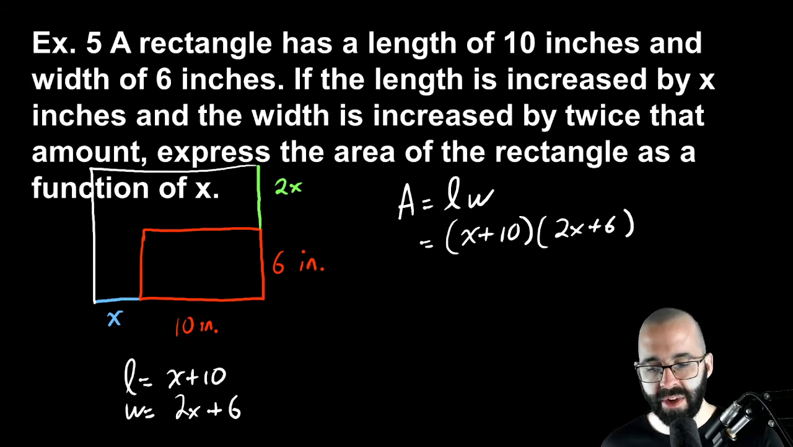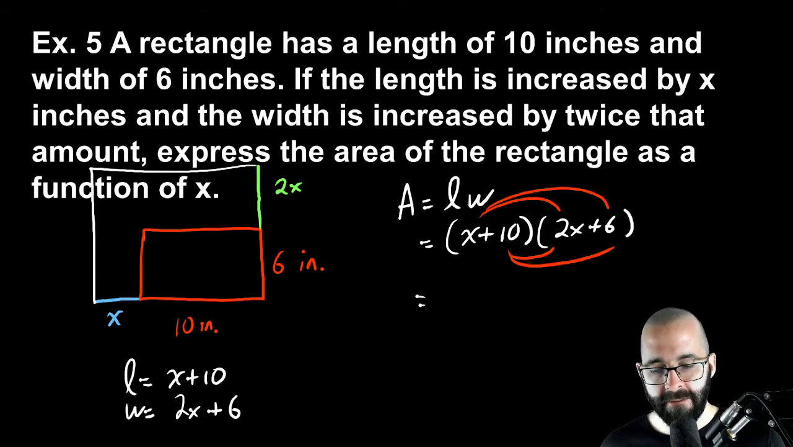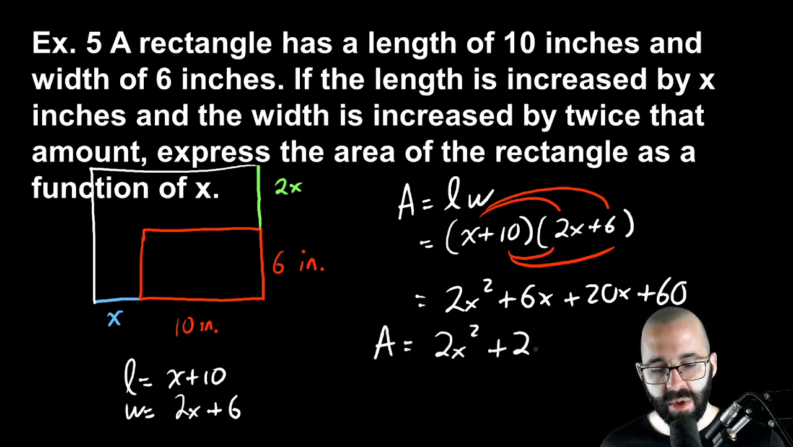But we love simplifying. First, outer, inner, last, let's FOIL. The first is 2x squared. The outer is 6x. The inner is 20x. And the last is 60. Combine like terms, and we're going to get our area is 2x squared plus 26x plus 60. That is our area function.